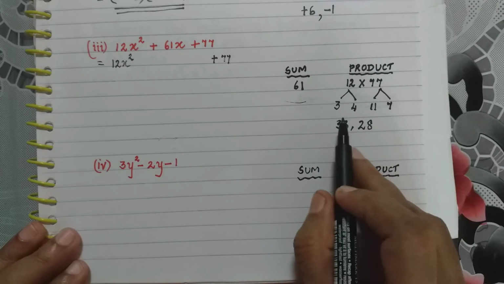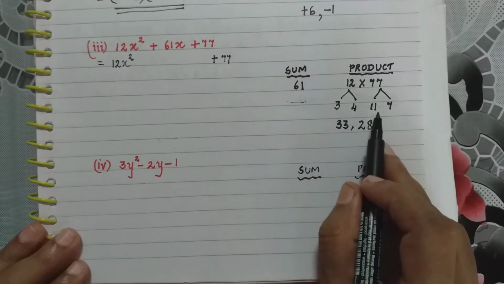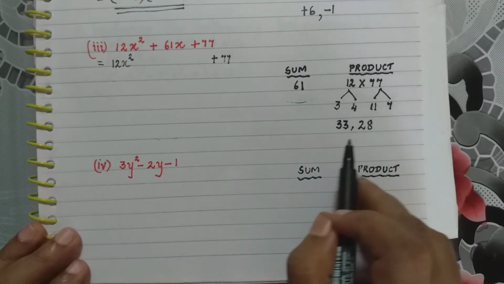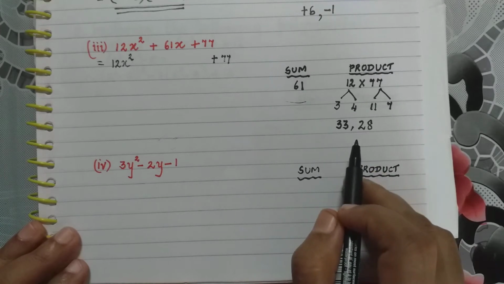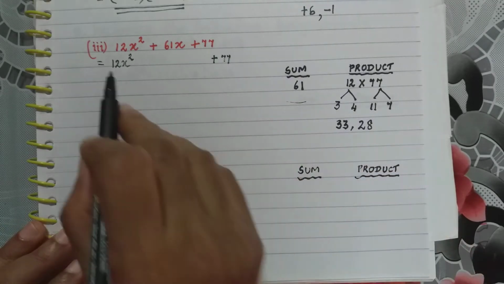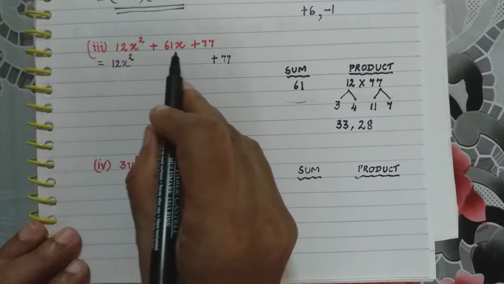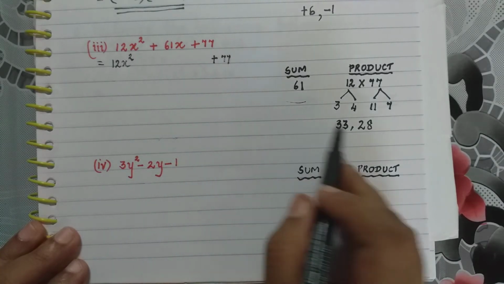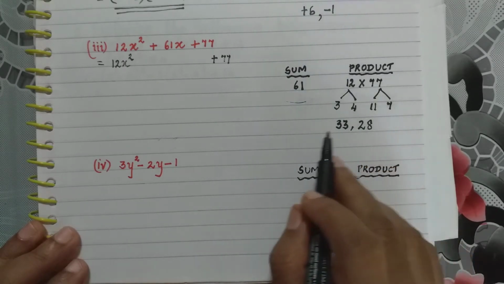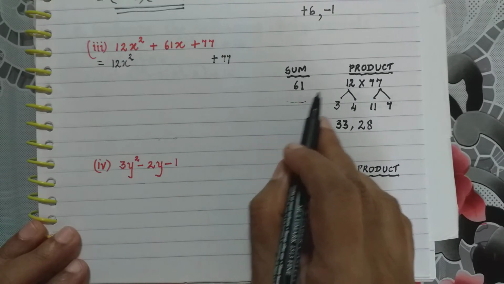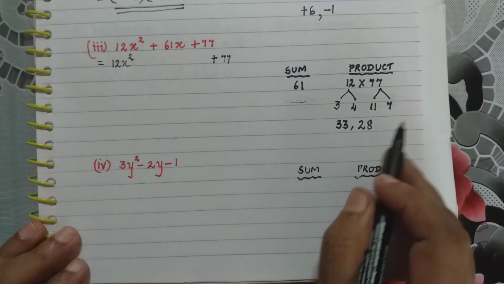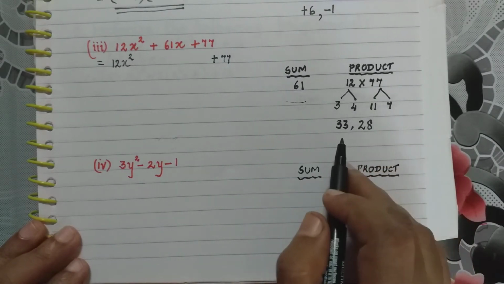So what can we take as the factors? 3 into 11 is 33. 4 into 7 is 28. Now we will find a slight difference from the first two questions here. We didn't bother about the sign. Why didn't we bother about the sign? If you look at the trinomial, all the three terms are positive. Therefore, when I get the factors here, they also both will be plus. And I have to just add the numbers and see whether it becomes the sum. So I added 33 and 28. It became 61, so I could take 33 and 28 as the factors.